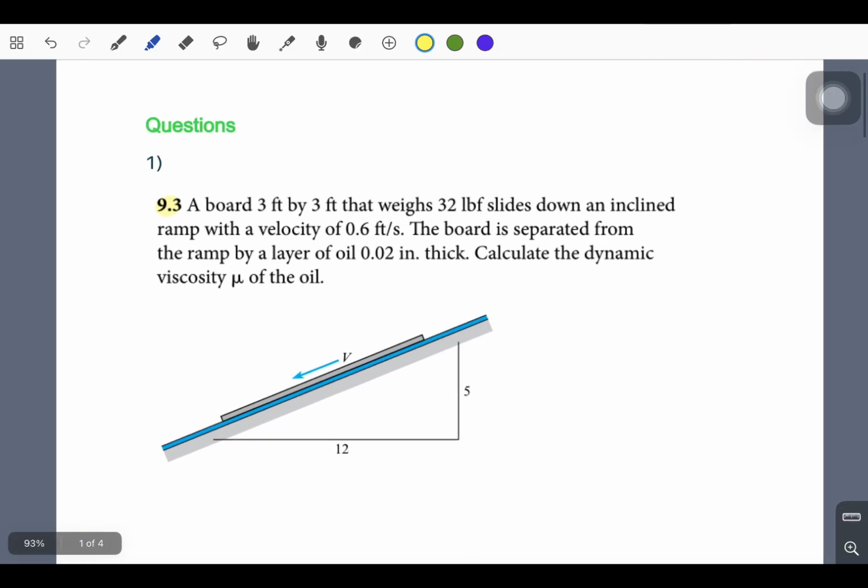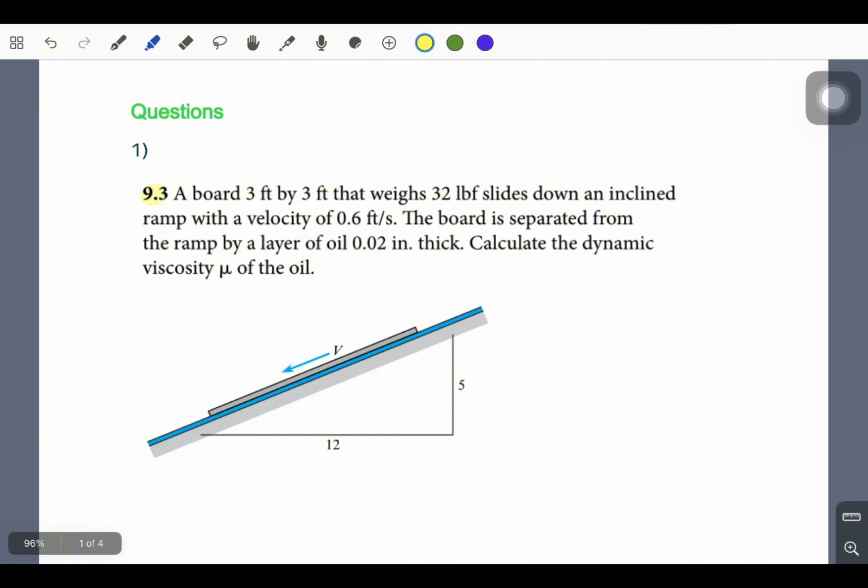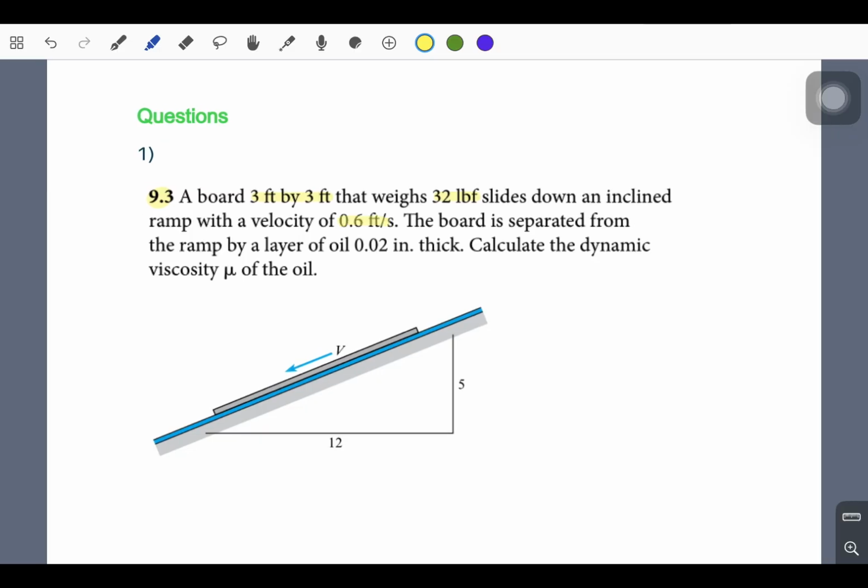This is 9.3. Here we have a boat 3 feet by 3 feet that weighs 32 pound-force, and it slides down on an inclined ramp with a velocity of 0.6 feet per second. The boat is separated from the ramp by a layer of oil, 0.02 inch, which is this oil layer. And we need to calculate the dynamic viscosity of the oil.